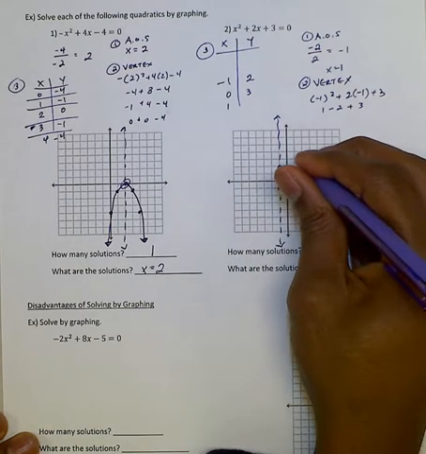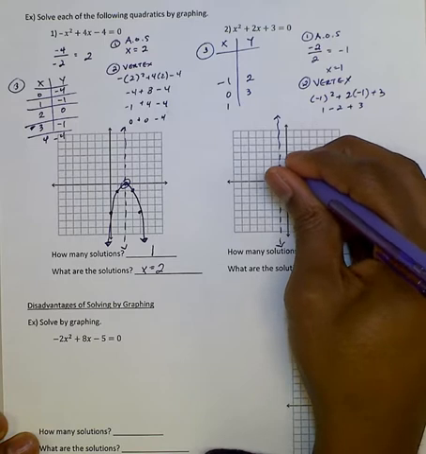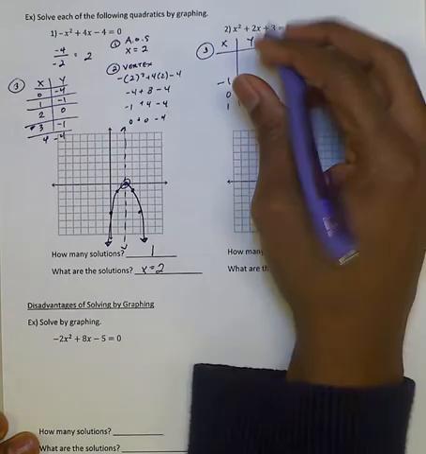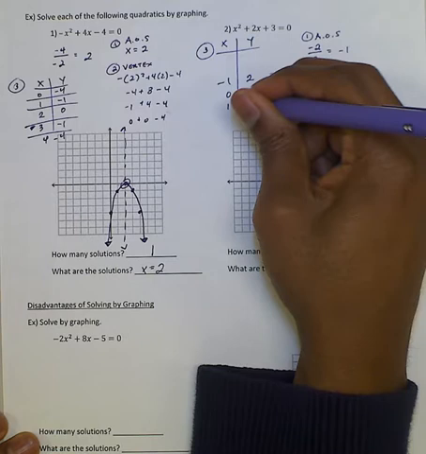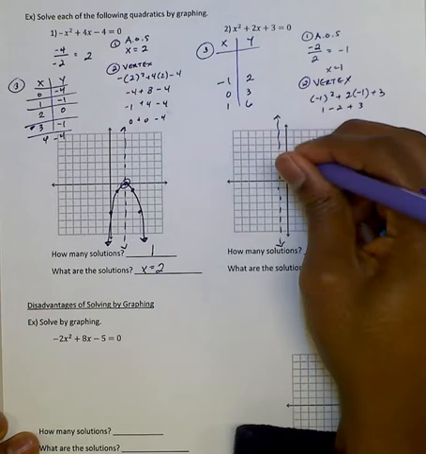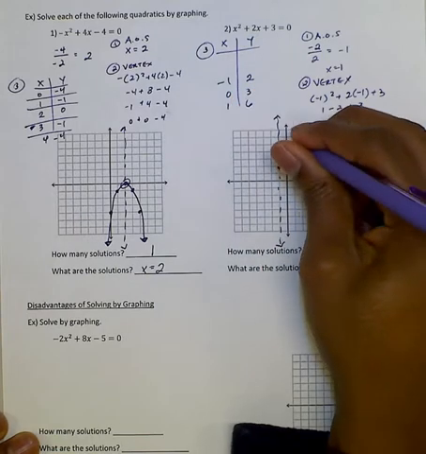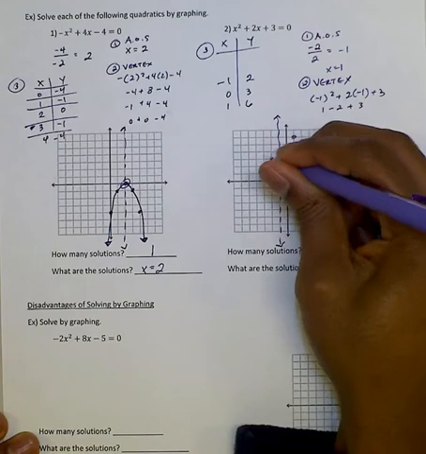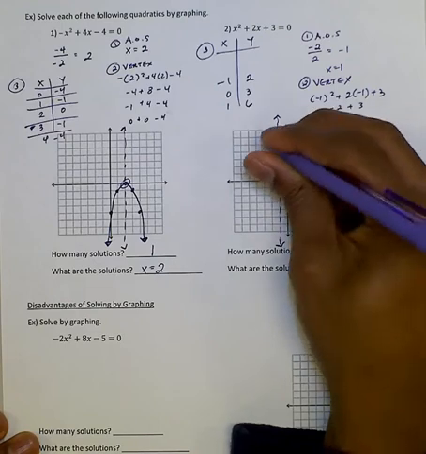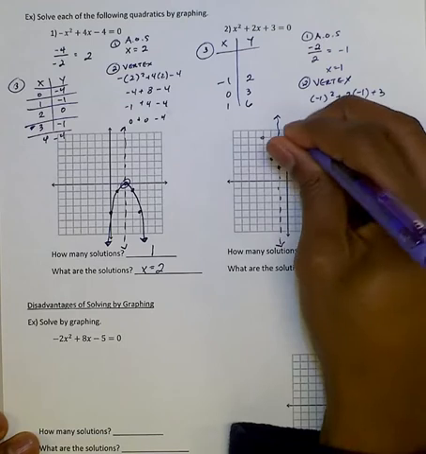Okay, so 0, 3. And then I plug in 1, 1 plus 2 is 3 plus 3 is 6. Okay, 3, 4, 5, 6. All right. I go ahead and count over. Okay, and here's my graph.